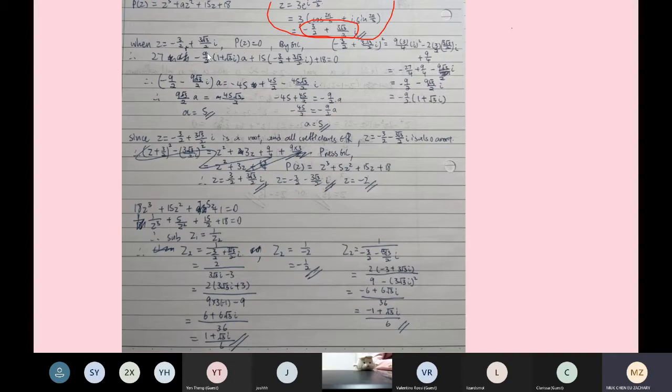Next you just sub it in. For me I had to do it manually because my GC is broken, but you guys can just use GC and then substitute it all into your cube. Then you slowly reduce it down to this, and from here on you just use comparing coefficients to solve for a.